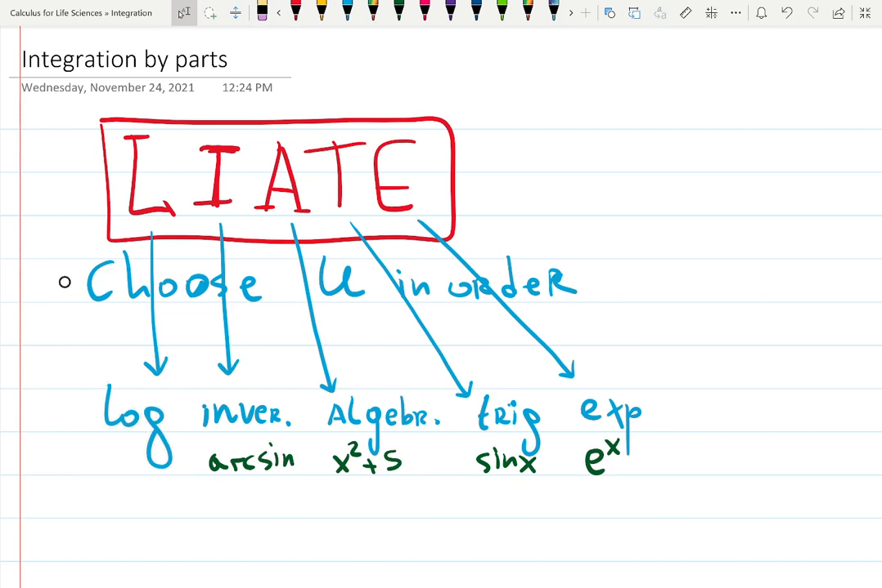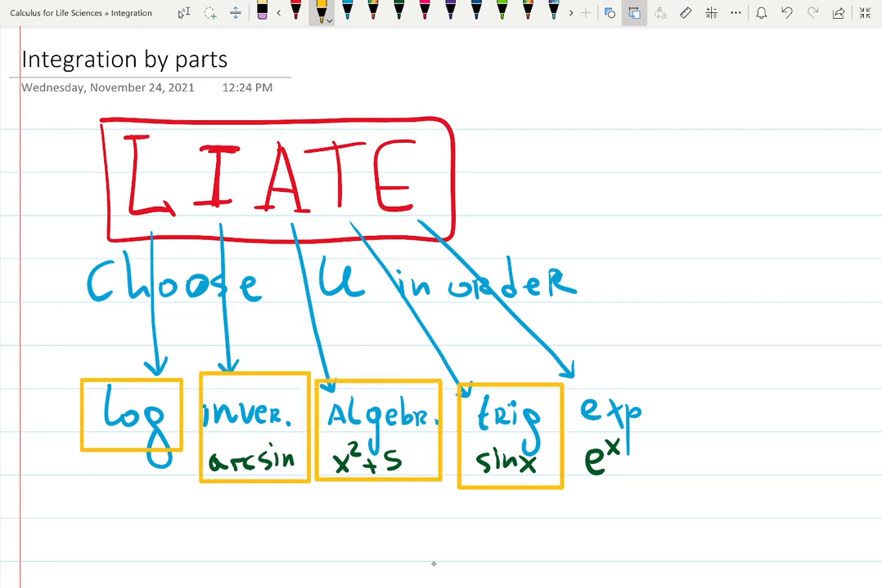LIATE, such a cool idea, and I never knew that. So now I teach it. Not all books teach it, which is very upsetting. So I always teach it in my classes, and that's why I have a YouTube video on that. And you definitely should take advantage of this idea. LIATE: log, inverse, algebra, trig, exponential. The exponential function is the last one to be chosen as u. Remember, u is the one where you do differentiation first. Let's practice, for example.